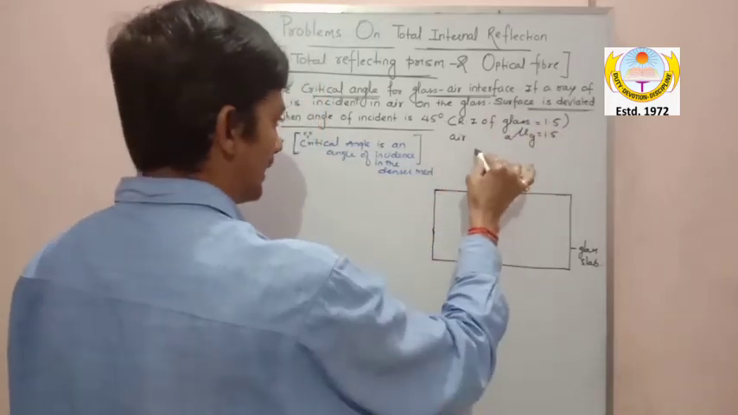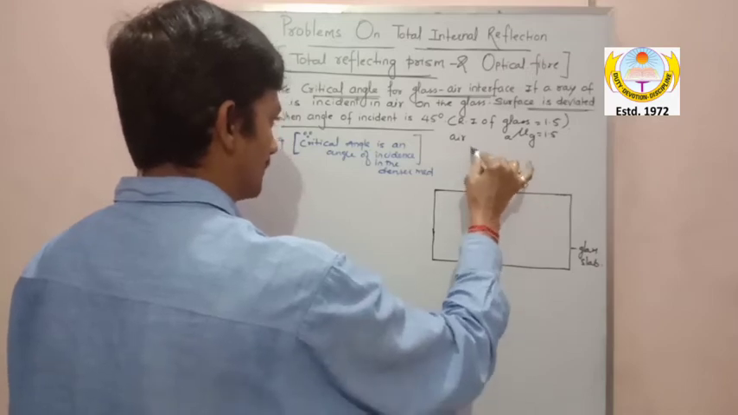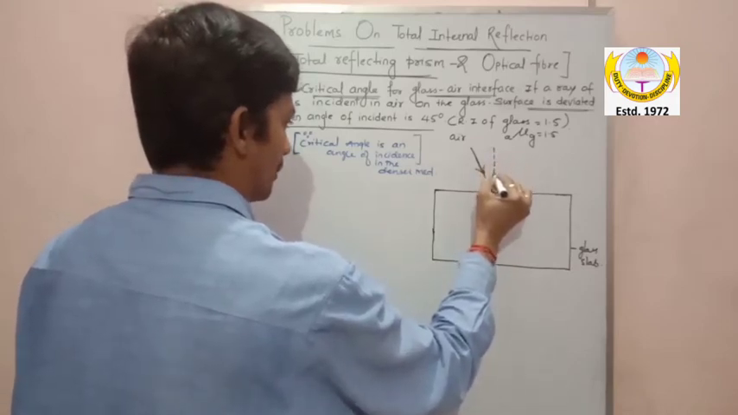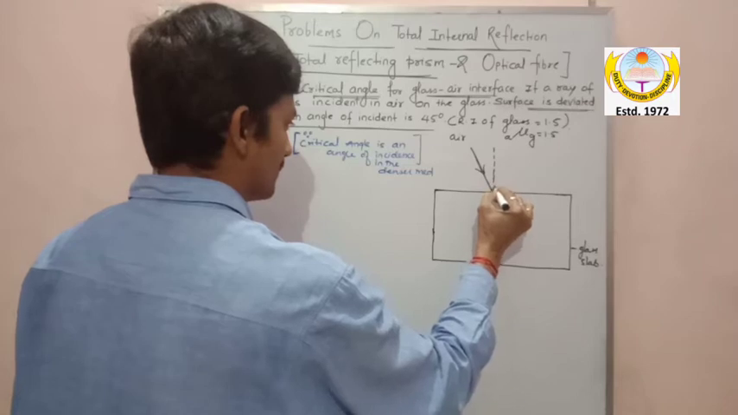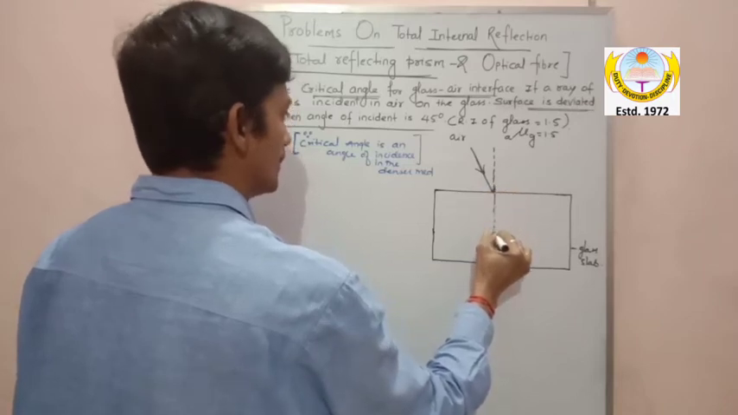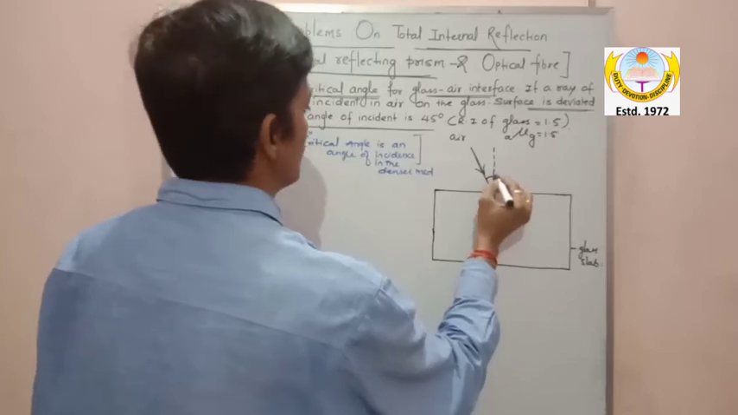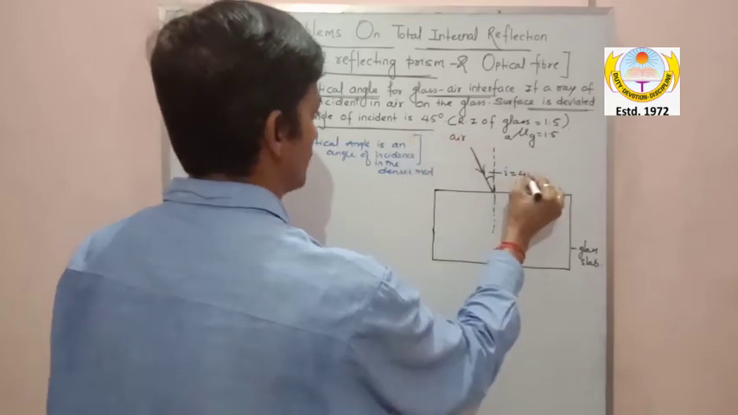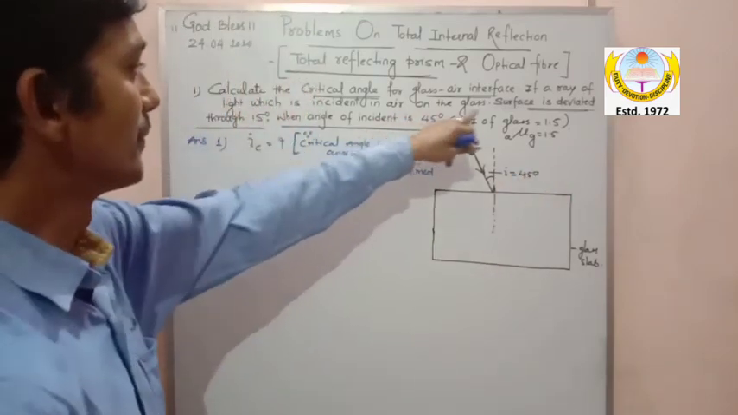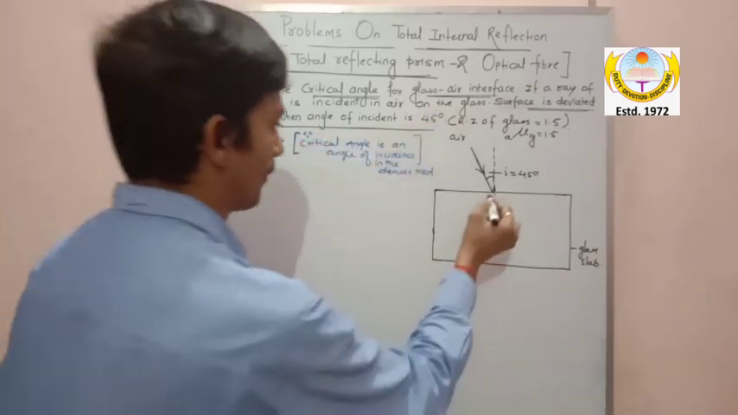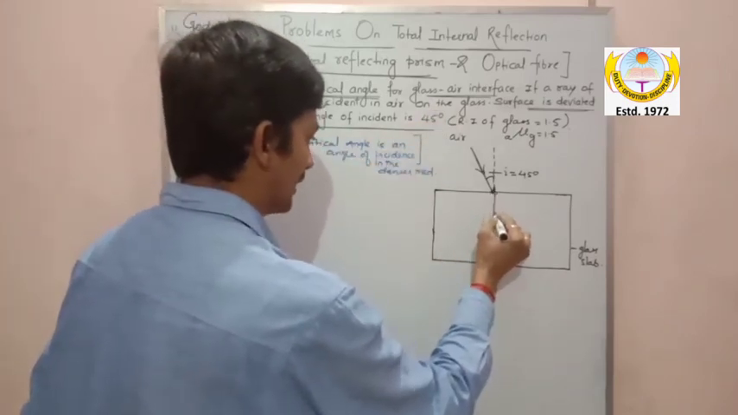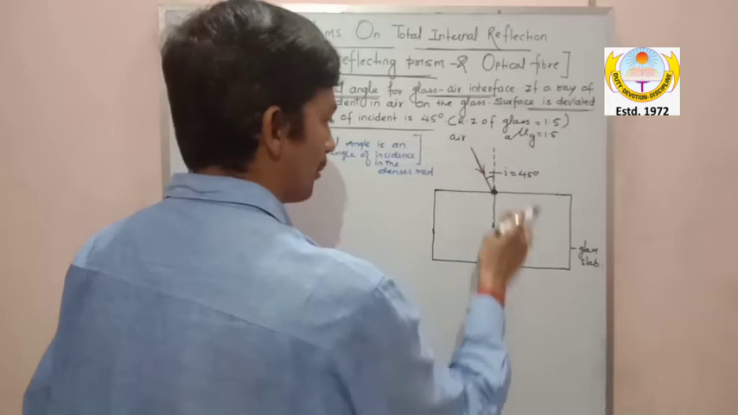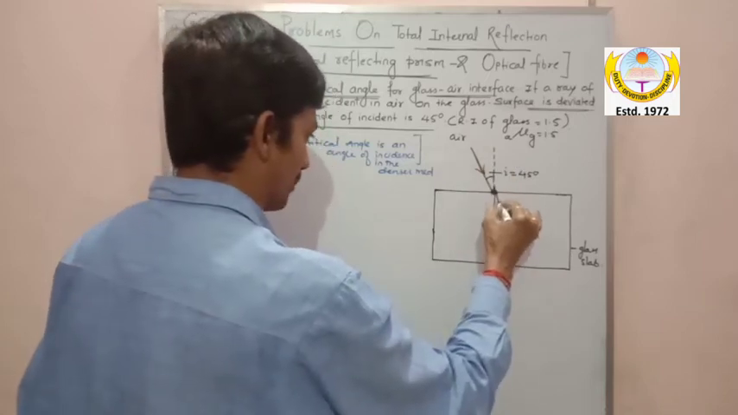Now my dear, here the light travels from the air medium, and there will be the normal on the glass slab. This can be the normal on the glass slab. Now this is your angle I, which is given as 45 degrees. It is given that the angle of incidence is 45 degrees. And my dear, here is the normal ray, you can see. Now this ray will be coming from air to glass, so it will bend towards the normal like this.